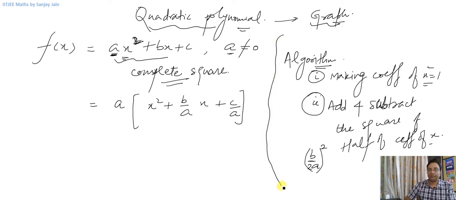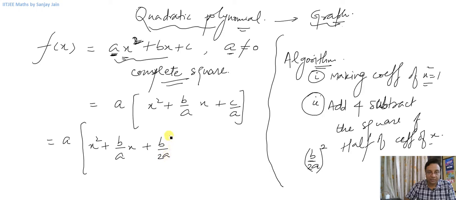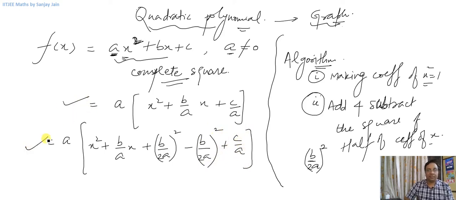Alright. So now I will rewrite it as x square plus b by a x. Then I will add the square of half of the coefficient of x and subtract the same thing. Now this expression and the original expression are the same because I have not changed anything. I have added something and I have subtracted the equal amount, so the expression is still intact. This is just a manipulation to make it a complete square.